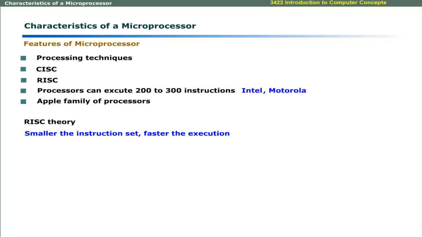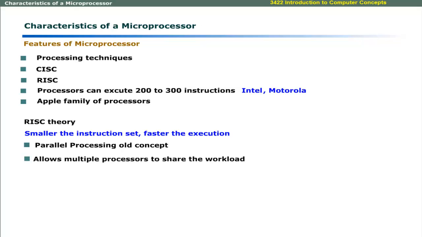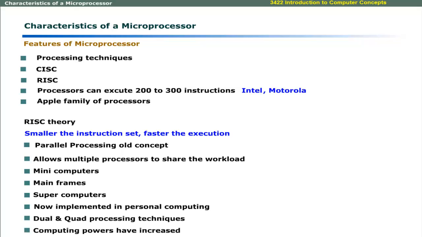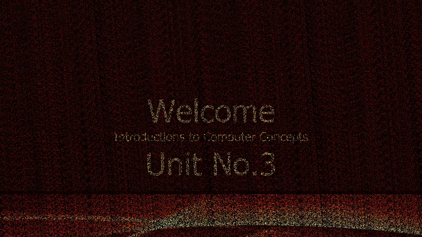Another concept of processing is parallel processing that allows multiple processors to share the workload. Although the idea of parallel processing is not new to minicomputer, mainframes and supercomputers, these days it is implemented in personal computing. The introduction of dual and quad processing has increased the computing power of today's personal computers.